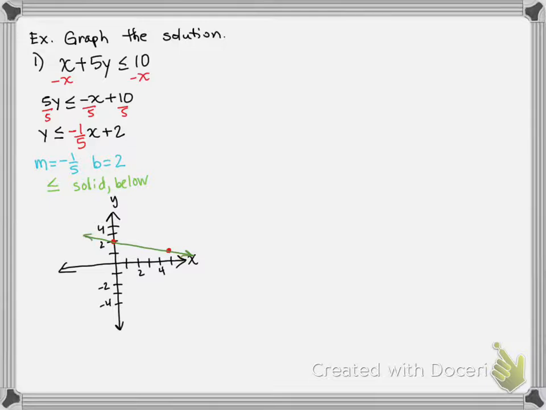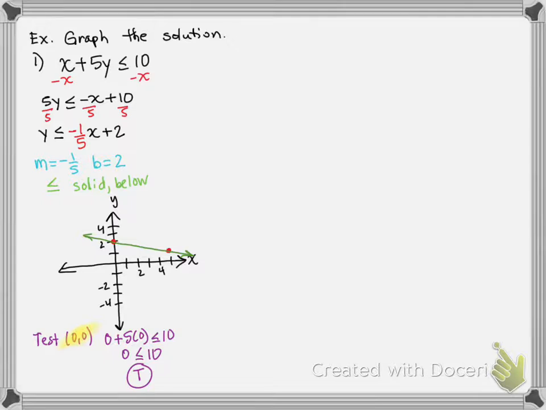Now I got to figure out what's my half plane. So I'm going to test. Now let's see, below would cover over 0, 0. So I think when I substitute in 0, 0, I should get a true statement. So let's see if that holds true. We get 0 plus 5 times 0 is less than or equal to 10, and we get 0 is less than or equal to 10. Since that's true, that tells me I'm going to make sure I shade over 0, 0.